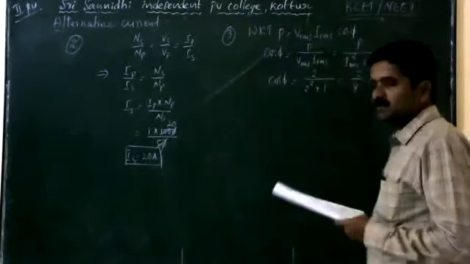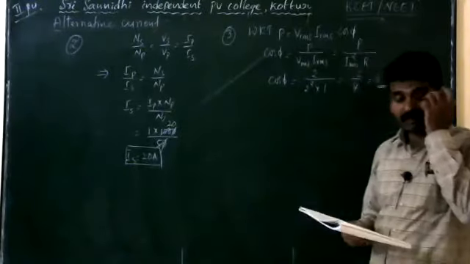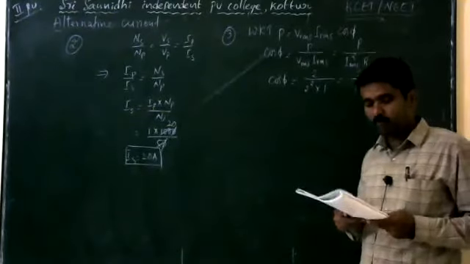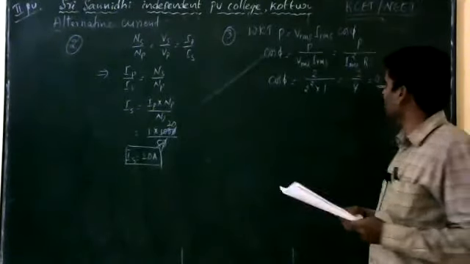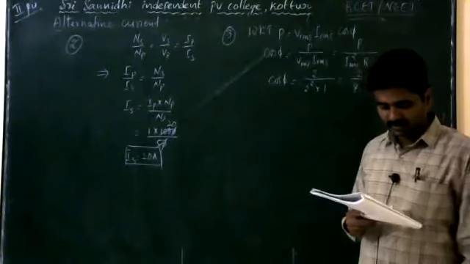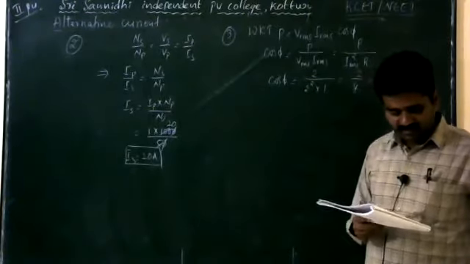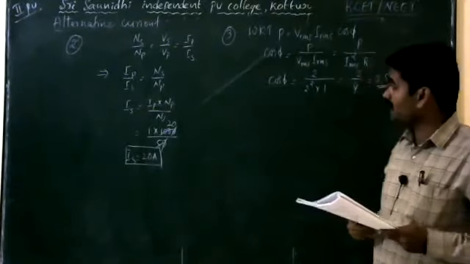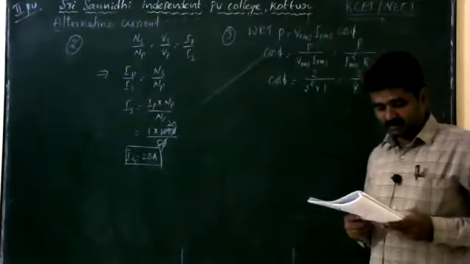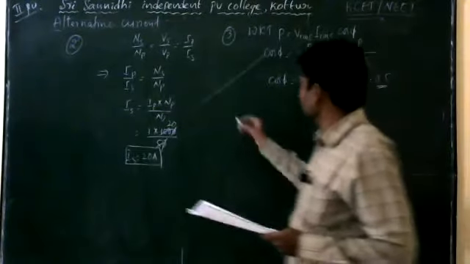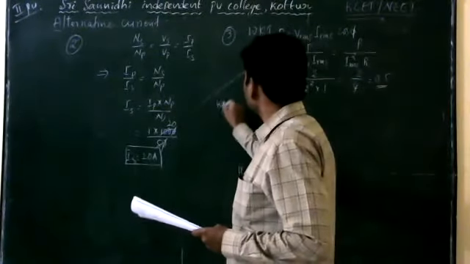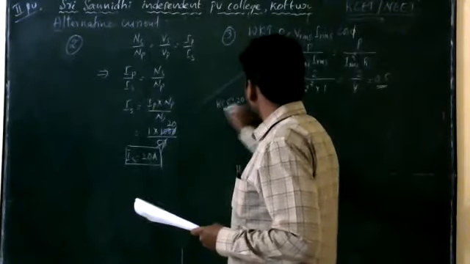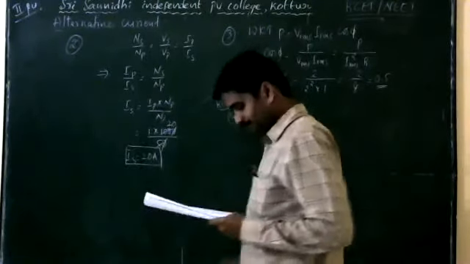So the cos phi value will be 0.5. Clear? So option A is the right answer. Next we go for KCET 2015. Fourth question.